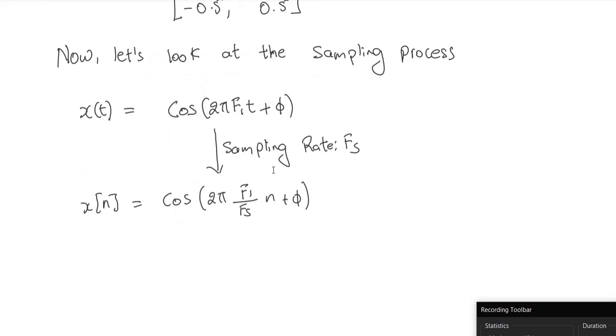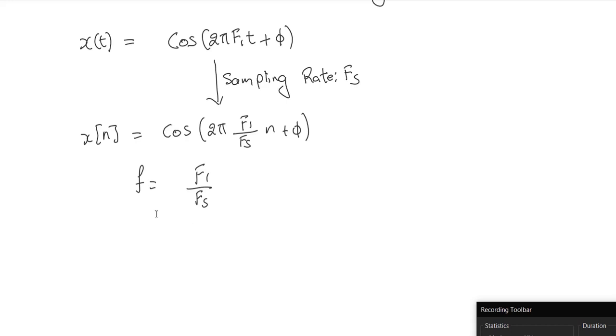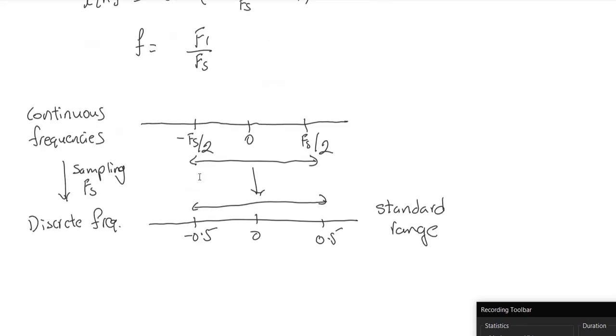Now let's look at the sampling process. If you have a continuous time sinusoid cosine 2 pi F1 t plus v, and your sampling rate is Fs, then the discrete signal resulting would be cosine 2 pi F1 over Fs n plus v. This means the discrete frequency is related to the continuous frequency using this relationship here. Therefore, the continuous frequencies in the range minus Fs over 2 to Fs over 2 are mapped to the standard discrete frequency range of minus 0.5 to 0.5.